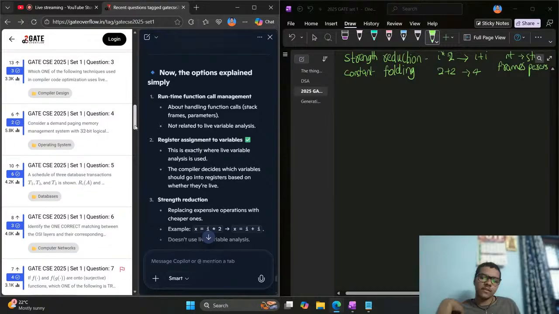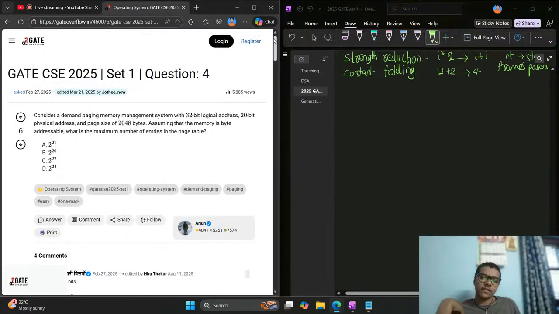Where are we? Here. 3 questions were done. Demand paging memory management system with 32-bit logical address, 20-bit physical address, and page size of 2048 bytes, assuming that the memory is byte addressable. What is the maximum number of entries in the page table? Whatever, alright.